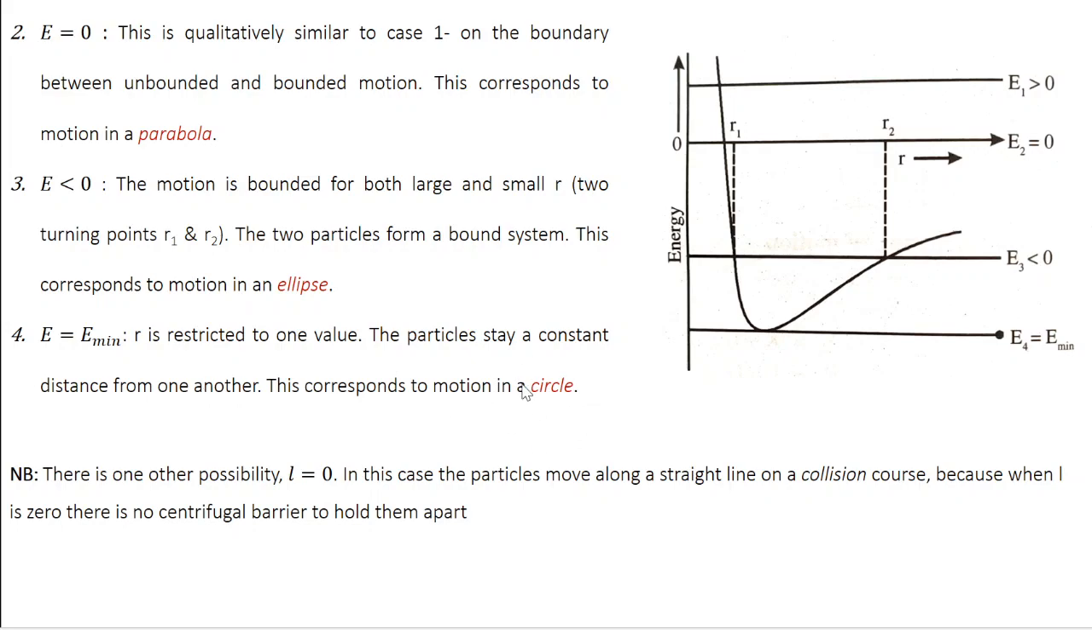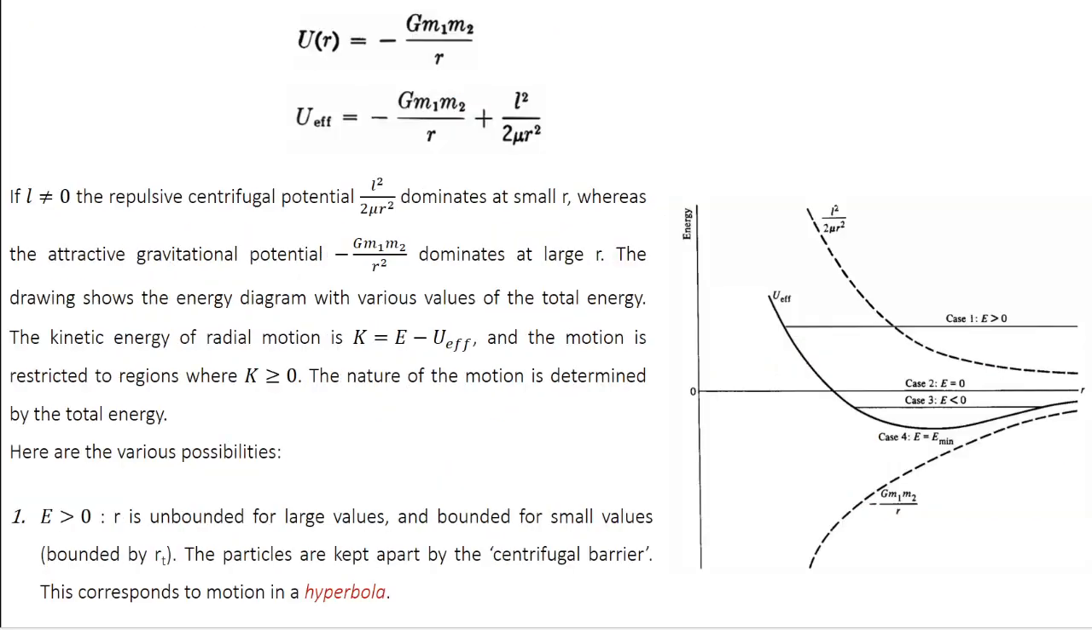So in the next class we will talk in detail about the elliptical orbit and the hyperbolic orbit. All these four scenarios are possible only if the angular momentum L is not equal to 0.